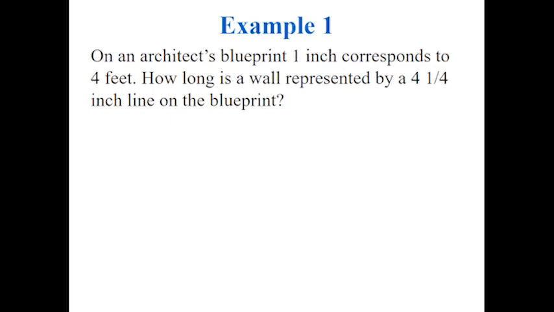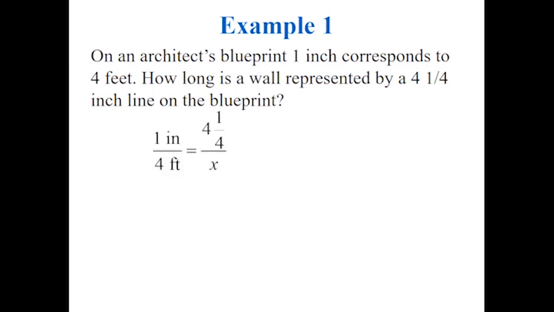On an architect's blueprint, 1 inch corresponds to 4 feet. How long is a wall represented by a 4 1/4 inch line on the blueprint? Let's put inches on the top and feet on the bottom. Half of our proportion comes from the first sentence. 1 inch is to 4 feet.